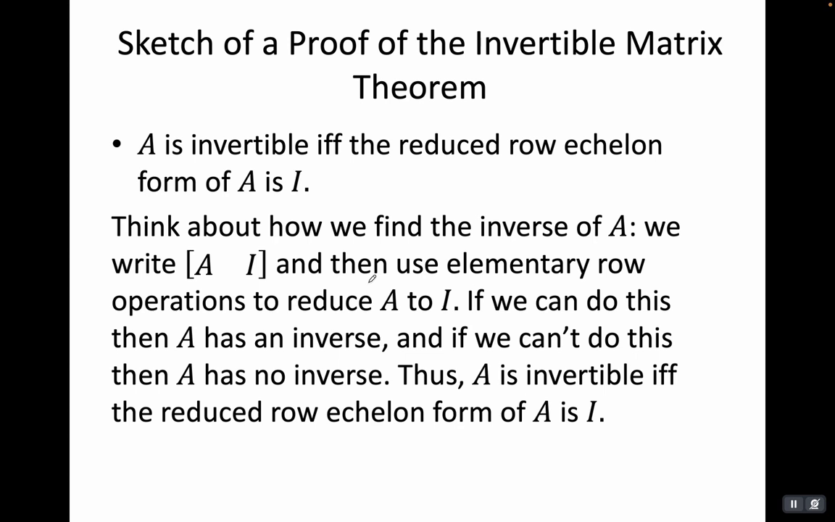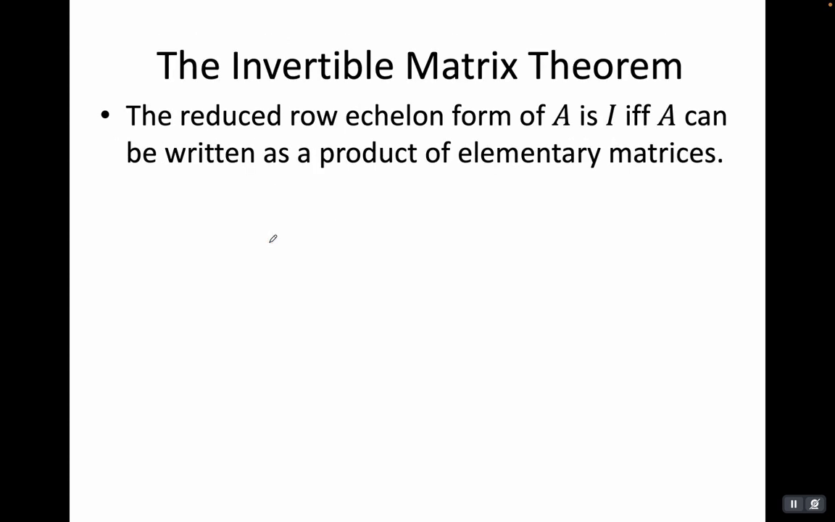Okay, so A is invertible if and only if the reduced row echelon form of A is I. Here's why. Think about how we find the inverse of A. We write A on the left side of a matrix, we write the identity matrix on the other side, and then use elementary row operations to reduce A to I. If we can do this, then A has an inverse. And if we can't do this, then A has no inverse. Thus, A is invertible if and only if the reduced row echelon form of A is the identity matrix.